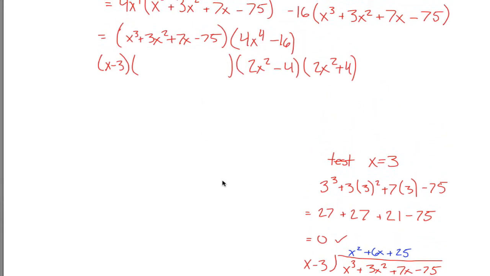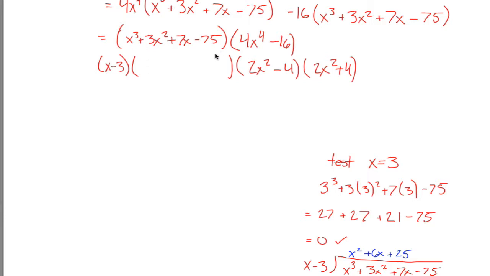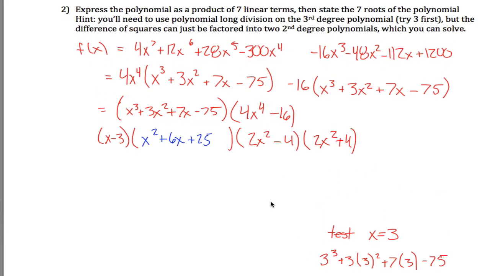That's a good thing. What that means is that this polynomial is just x minus 3 times x squared plus 6x plus 25. What I've managed to do is factor this polynomial into 4 terms. One of them's linear and the other 3 are quadratic. And actually, well, let's call that good. I think that's as far as you can factor this.